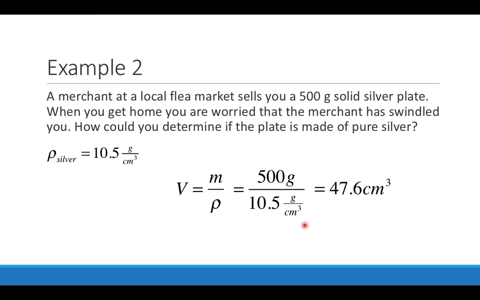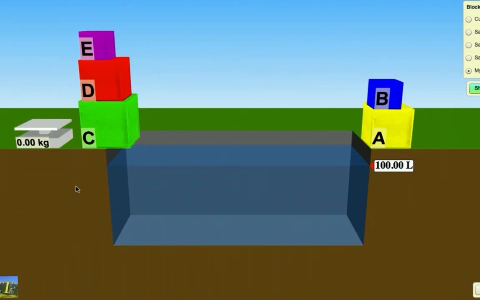If my plate is made of silver, this is the volume that I should actually get, but I have to be able to measure it. So how do we measure the volume? Let's consider using the PhET simulation to see if we can measure the volume of an object. One way that we can do that is by having a container with a fluid and knowing the volume of that particular fluid. In this density PhET simulation that's available online, the water in here has a volume of 100 liters.